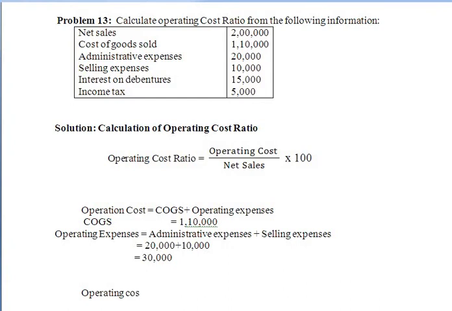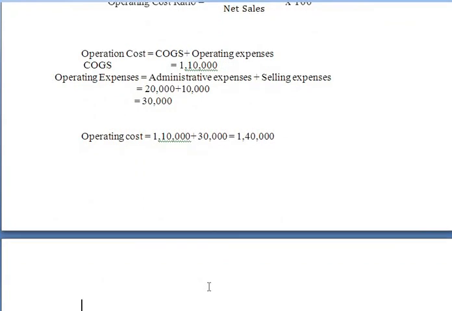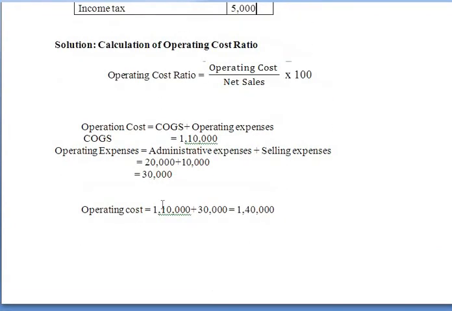COGS is 1,10,000. So 1,10,000 plus operating expenses 30,000 is equal to 1,40,000. So operating cost is 1,40,000, and net sales is given in the problem. Now put these values into the formula. Write next line, therefore.